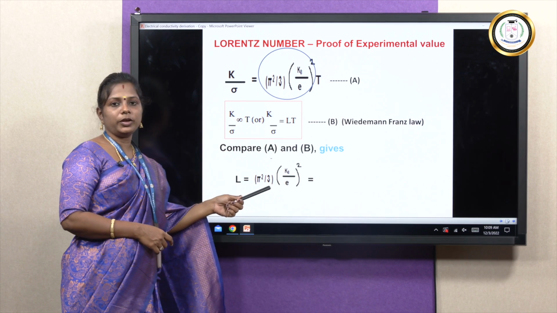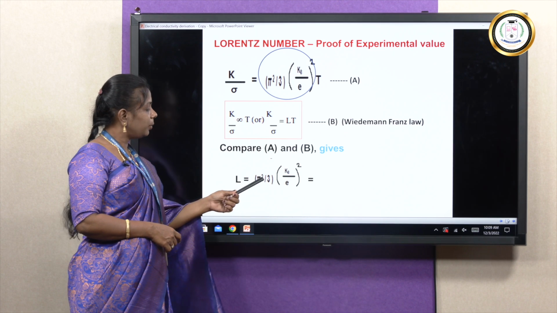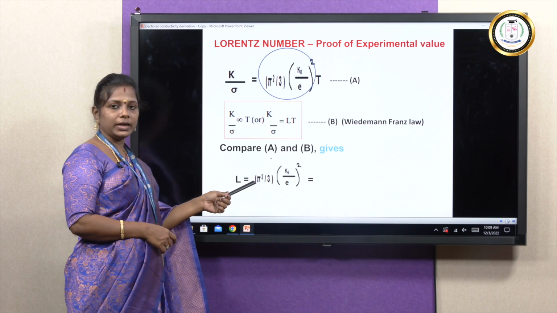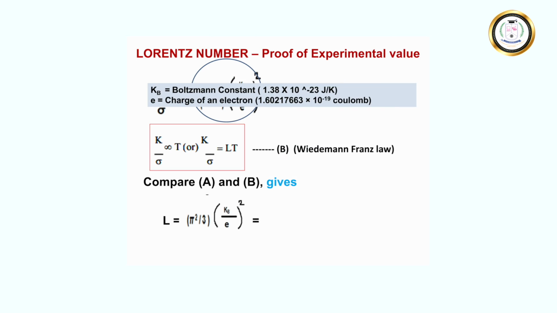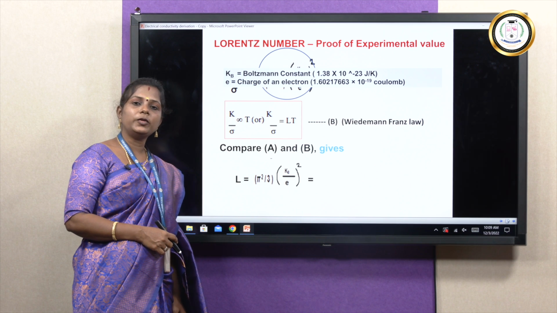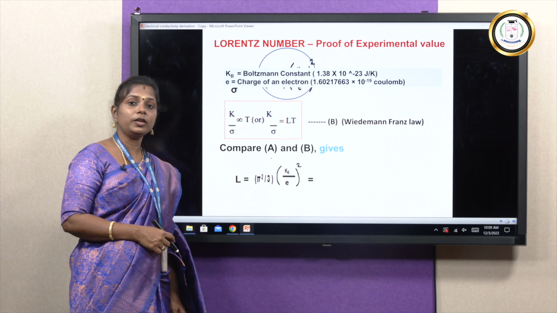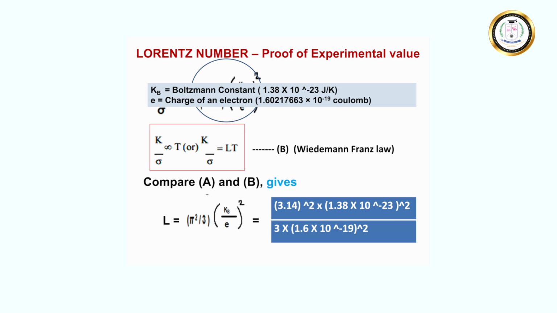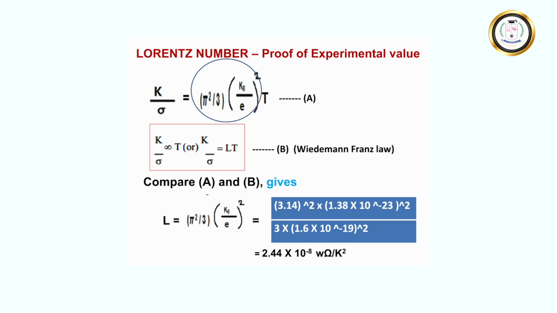Now we are going to calculate the value of the Lorentz number. By substituting all these values, pi is 3.14. Already we know that kb is the Boltzmann constant, the value is 1.38 into 10 to the power minus 23 joule per Kelvin. E is the charge of an electron, the value is 1.6 into 10 to the power minus 19 coulomb. By substituting these values of pi square by 3, kb and E, we get the Lorentz number as 2.44 into 10 to the power minus 8 watt ohm per Kelvin square.